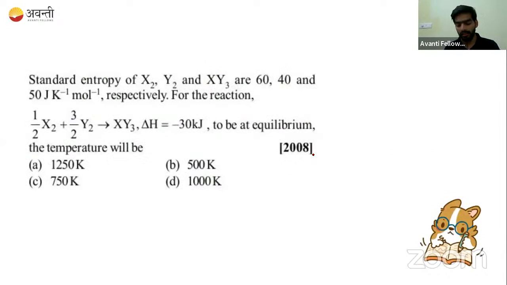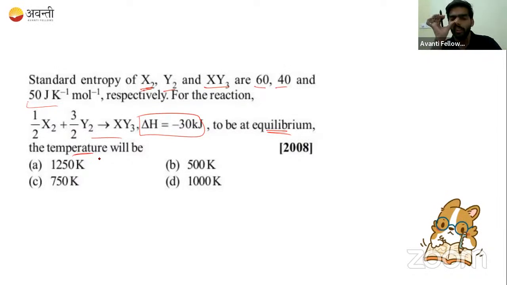Now this is the last question, homework for you. Just solve. Here what is given? Standard entropy of X2 is given, Y2 is given, XY3 is given. That is 60 joule per Kelvin per mole, 40 joule per Kelvin per mole, and 50 joule per Kelvin per mole. For this reaction, delta H, the enthalpy of the reaction, is given as minus 30 kilojoule. To be at equilibrium, it is asking how much the temperature will be.